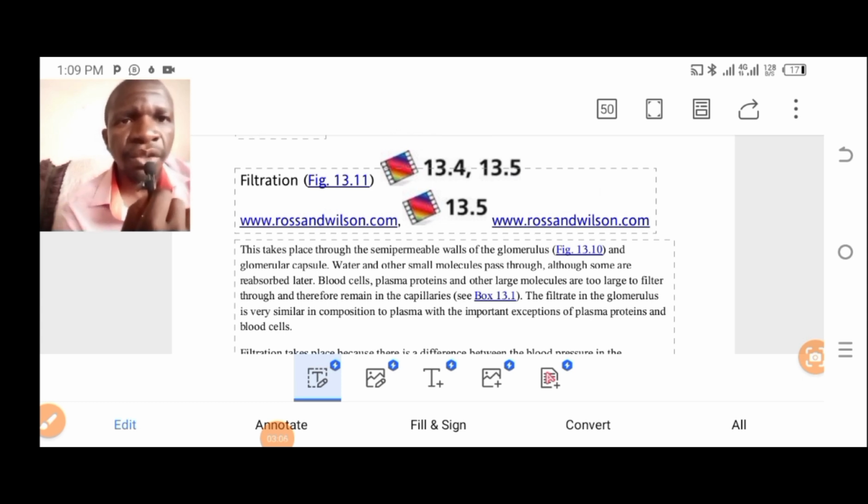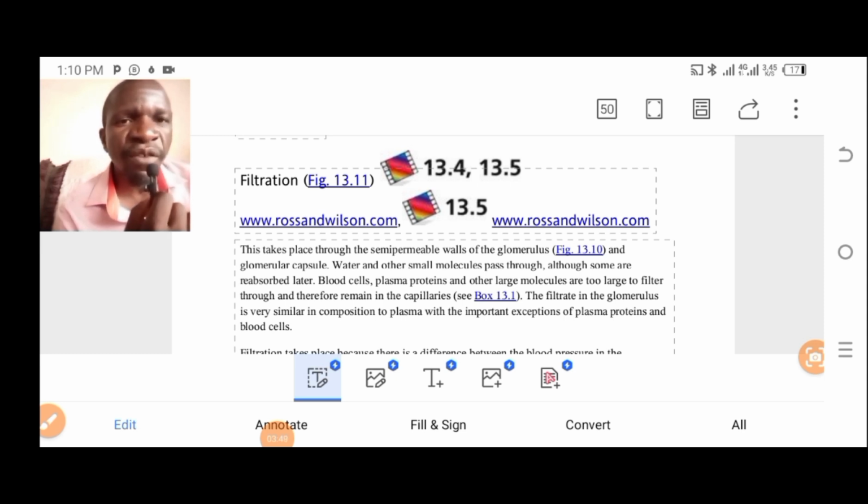So let's delve straight into filtration. Filtration takes place through the semi-permeable walls of the glomerulus, which means osmosis can happen, and also filtration can happen. Some molecules can pass through, particularly water molecules. So it happens between the semi-permeable walls of the glomerulus and the glomerular capsule. This is where filtration occurs. Water and other small molecules pass through, although some are reabsorbed later.